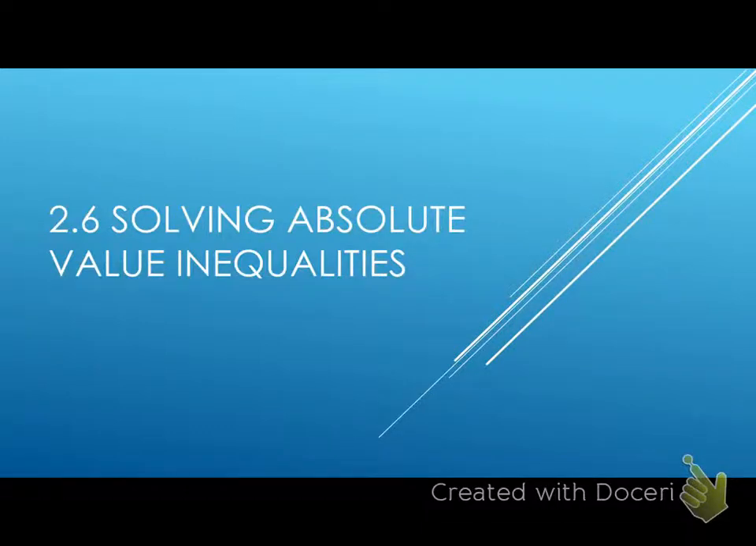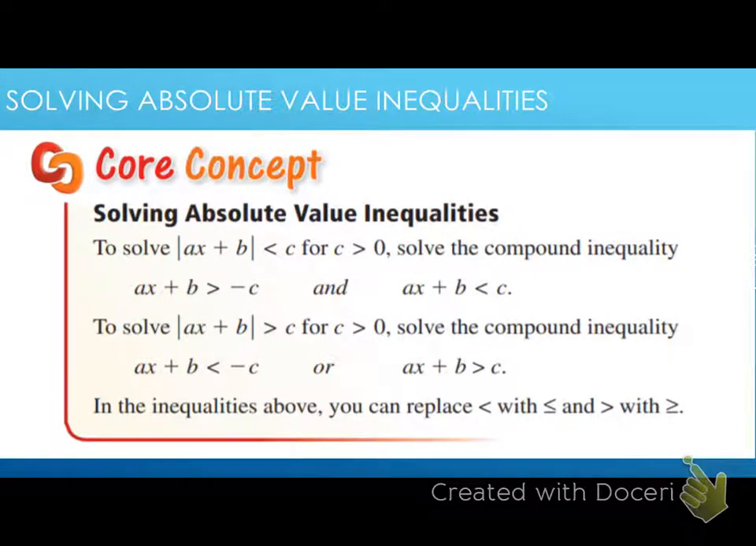So solving absolute value inequalities. To solve the absolute value of ax plus b is less than c, I can also substitute this less than for less than or equal to. It works the same way for both of those. For c is greater than 0. That's a key part right there. Solve the compound inequality: ax plus b is less than c. If you notice, for that first one, we kept it the exact same, but we just dropped the bars, correct? Very similar to what we did with our equations.